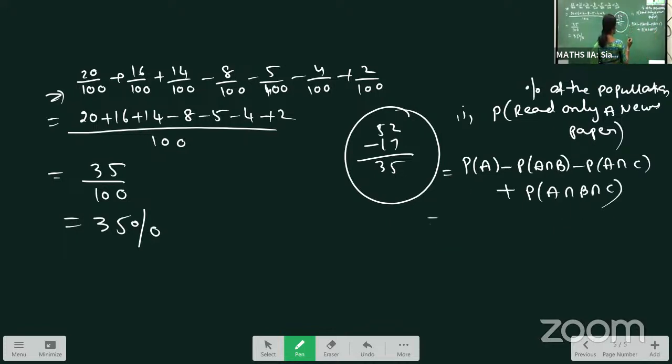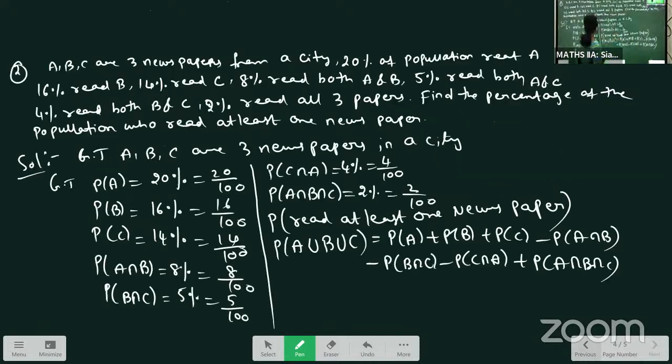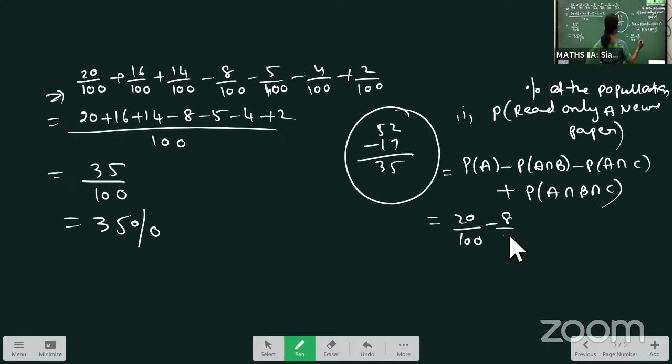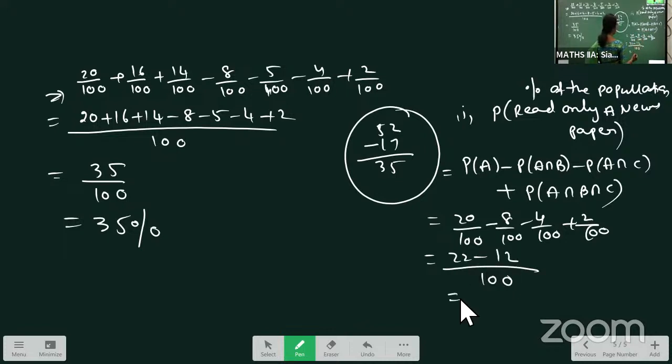So this is 20 by 100. A intersection B, how much we have? A intersection B is 8 by 100. A intersection C is 4 by 100. Minus 8 by 100 minus 4 by 100, and all three we have 2 by 100. Here also LCM is same, 100. 20 plus 2, 22 minus 8, 4, 12. 22 minus 12 is 10. 10 by 100. So 10% of the population read only A newspaper.